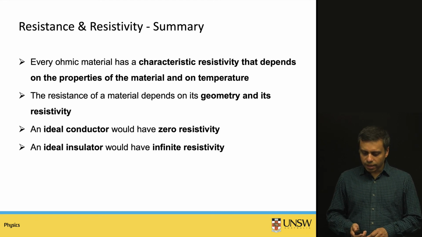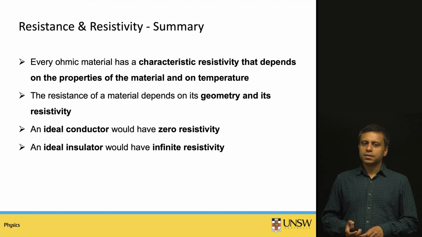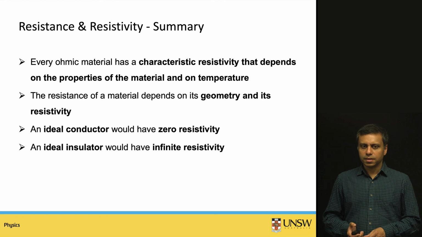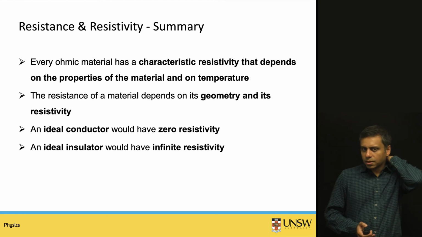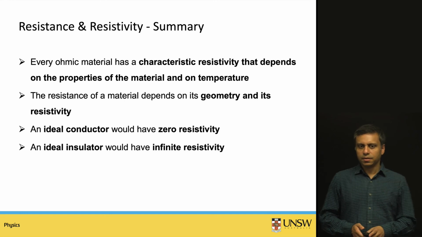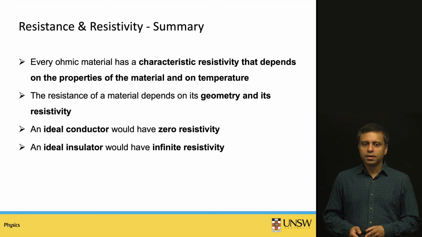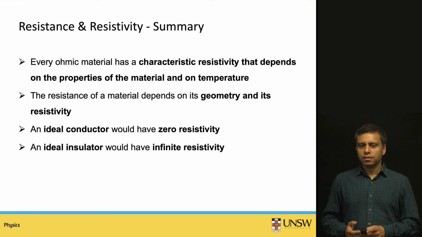So what is an ideal conductor? An ideal conductor is one which does not obstruct current at all. Current can flow through it really, really well. In other words, it has zero resistivity. And what is an ideal insulator? An ideal insulator is one through which current cannot flow at all. That means it has an infinite resistivity.